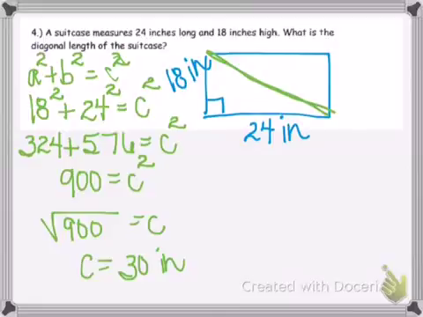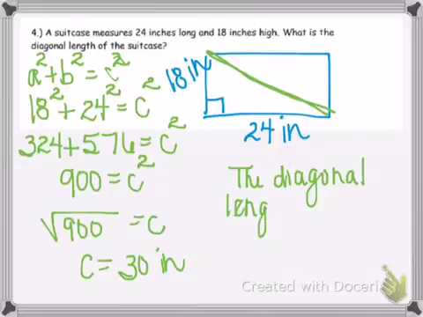And again, it's a word problem, so I'm going to want to write a sentence something like, the diagonal length is 30 inches.